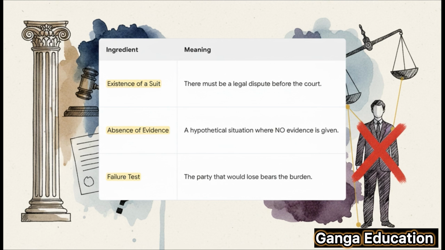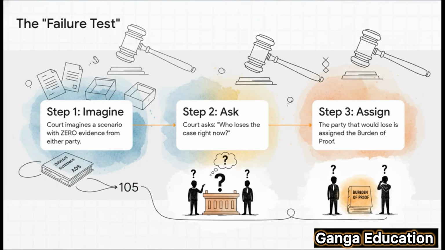It's that simple. This chart here really shows you the failure test in action. It's a 3-step mental exercise. Step 1, the court pictures a courtroom with absolutely no evidence. Step 2, it asks itself, all right, based on just the claims, who loses right now? And step 3, whoever that losing party is, bam, they get the burden of proof.